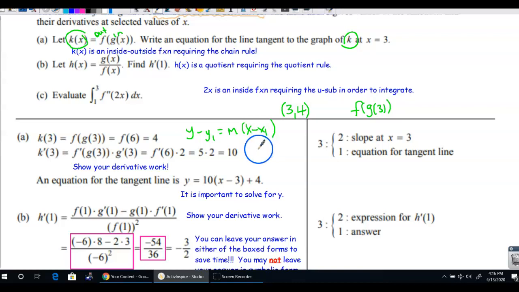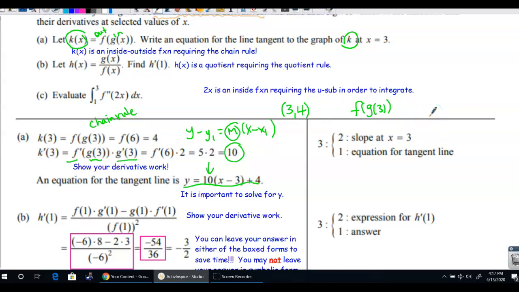And then I'm going to need to find the slope, which means I need the derivative of k, which means I need the chain rule because I have an outside and an inside function. So I take the derivative of the outside, leave the inside alone, multiplied by the derivative of the inside, and I have to be really, really careful going through the table to get the values that I need. And I get a slope of 10, so I'm going to substitute that into the equation of my line, and this is the equation with y by itself.